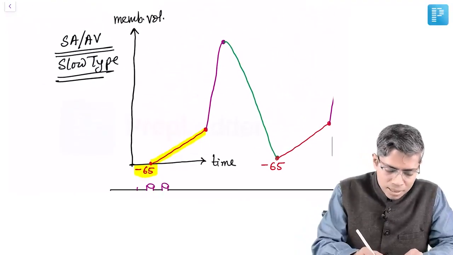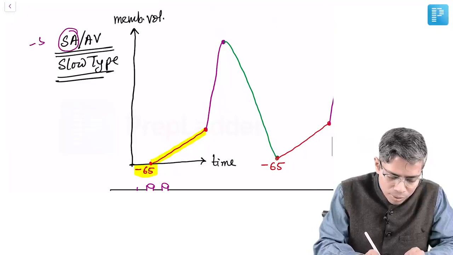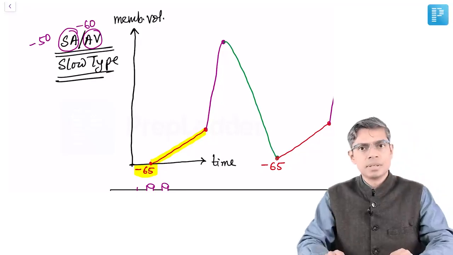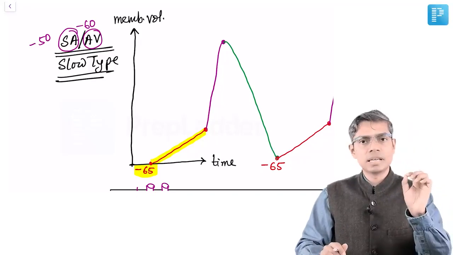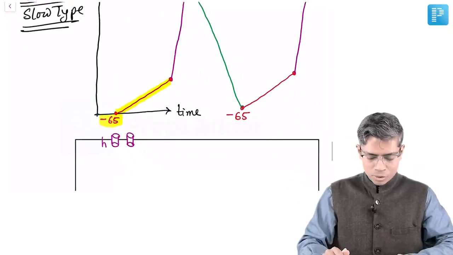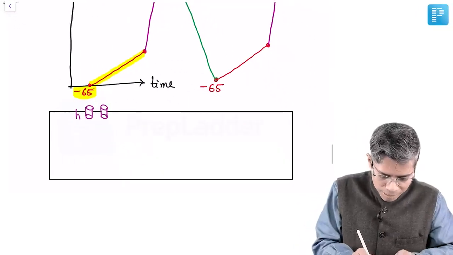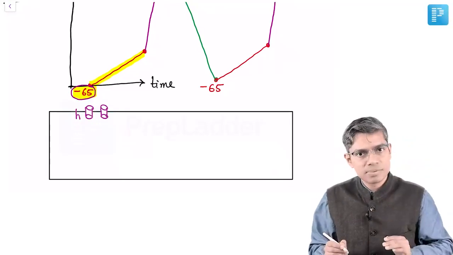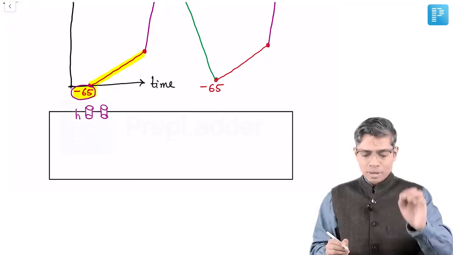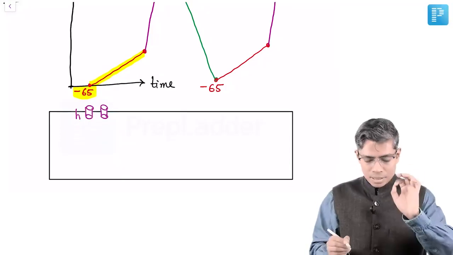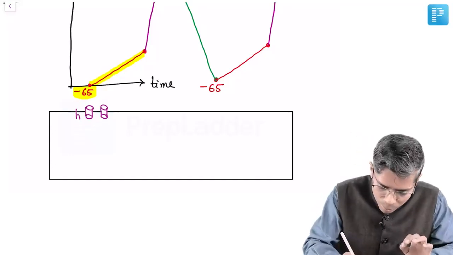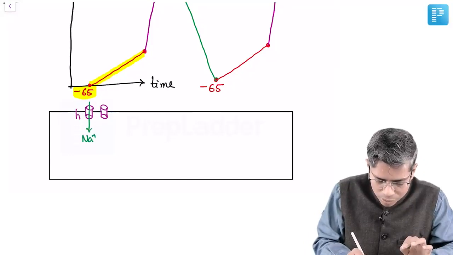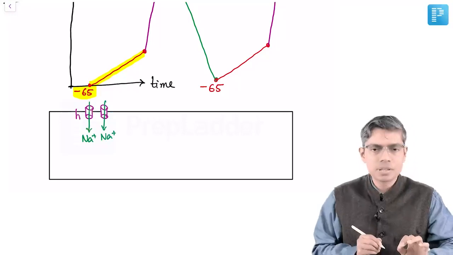Now tell me, what is the RMP of the SA node? I told you that it is minus 50 millivolt. What is the RMP of AV node? I told you that is minus 60 millivolt. But the ideal answer is a range. But if you have to tell one answer, minus 50, minus 60. So when the membrane voltage is dropping to minus 65 millivolt, it is hyperpolarization in comparison to minus 50 or minus 60. So whenever there is this hyperpolarization, this HCN channel will open up, through which sodium is going to enter within the nodal tissue cell.